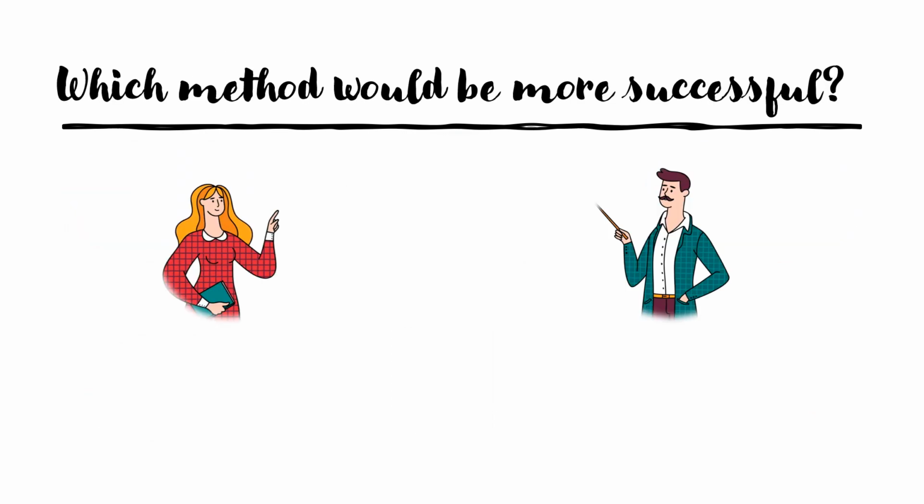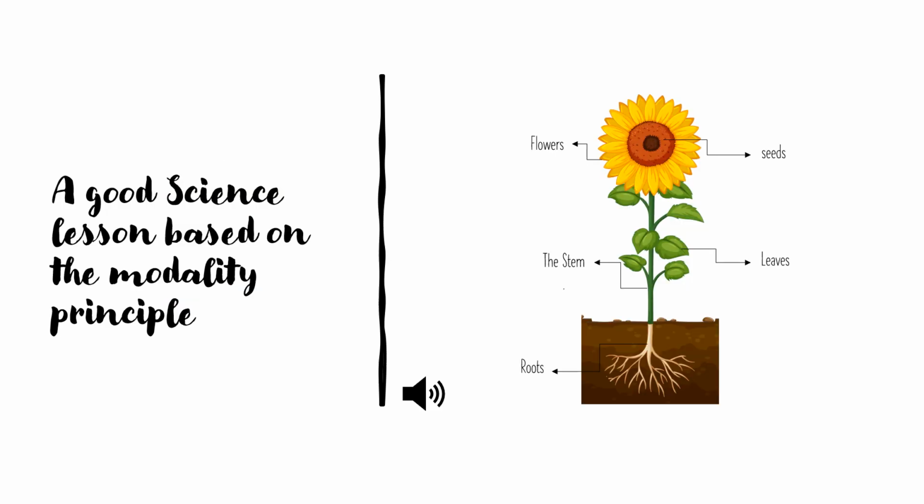What's your idea about these two methods? Which method would be more successful? Yes, the method of the geography teacher is better than the other one. In this class, students learn the lesson with both visual and auditory modes. In this slide, you can see how the science teacher can change her teaching way and use the modality principle to present the lesson. In this way, learners try to process both the audio and visual modes.